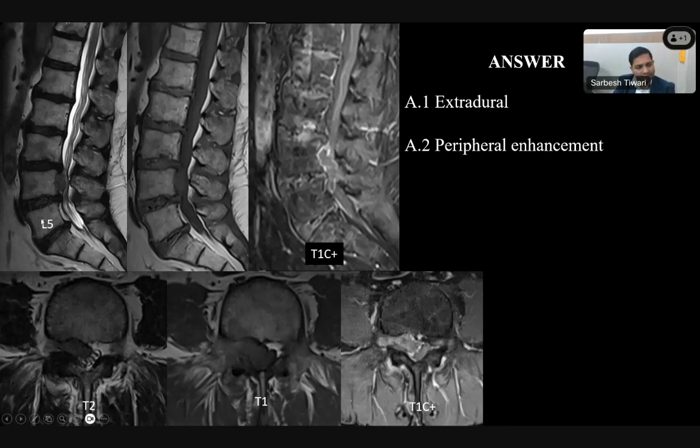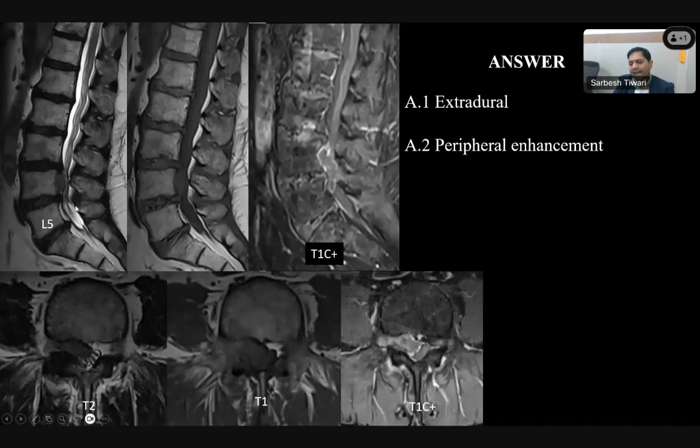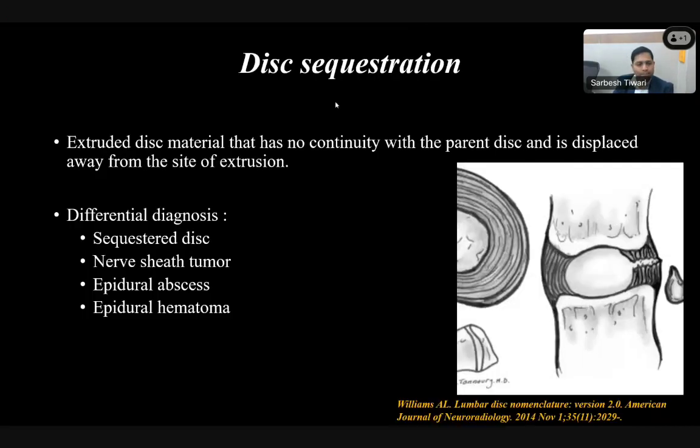If you look at the discs at other levels, they are degenerated. There is a subtle degree of disc height reduction at the L5-S1 level. The other discs are dehydrated. So the final diagnosis in this case is disc sequestration. So my thing is, whenever you see a lesion in the extradural space between the two discs which does not show intrinsic enhancement, but shows a peripheral enhancement, do keep a differential of a sequestered disc in your list.